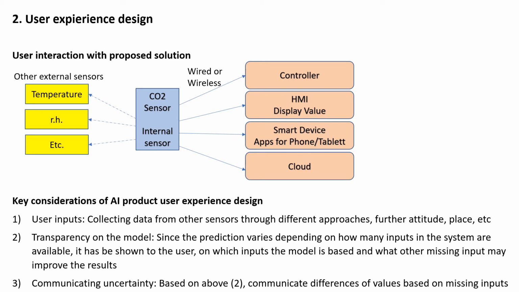To point number 2, transparency on the model. Since the prediction varies depending on how many inputs in the system are available, it has to be shown to the user on which inputs the model is based and what other missing inputs may improve the results. And last point, concerning communicating uncertainty: based on the facts described in number 2, communicate differences of values based on missing inputs.